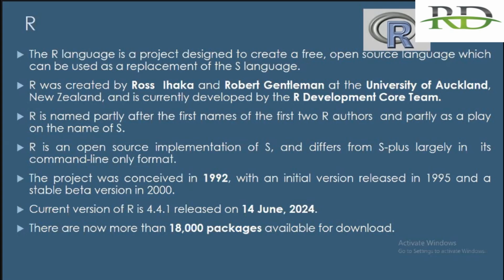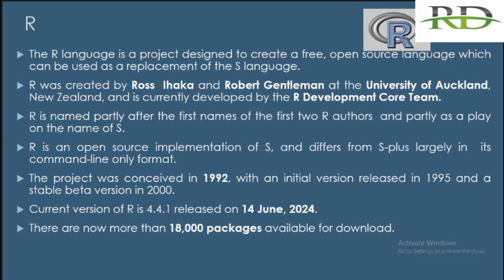Anybody can use it. Now, R was basically developed as an answer, or as a replacement, to the S language, which was very expensive. R is not a very old software. It was conceived in the year 1992, but the initial version was released in 1995. The current version of R that you all will be downloading is 4.4.1, which was released on 14 June this year, 21 days back.